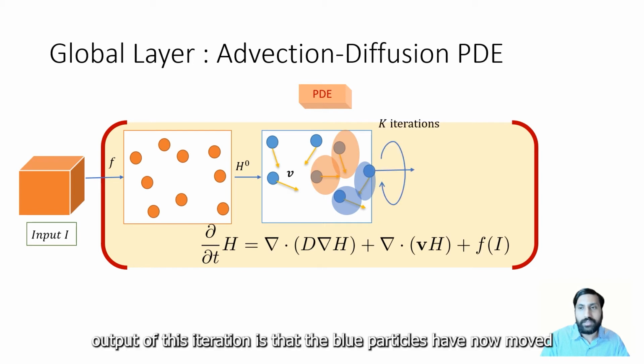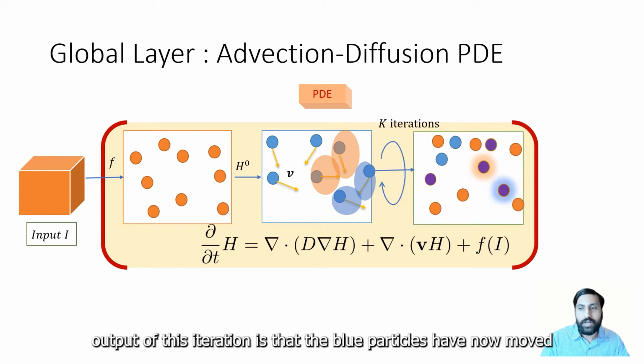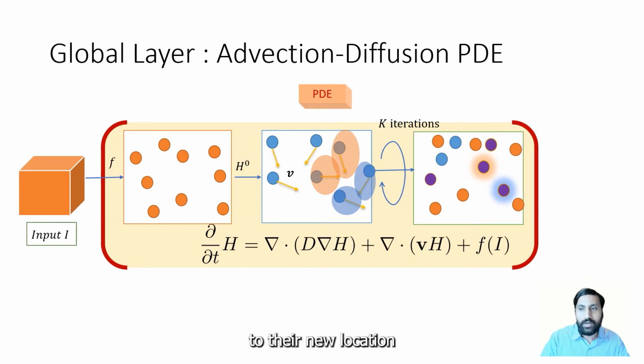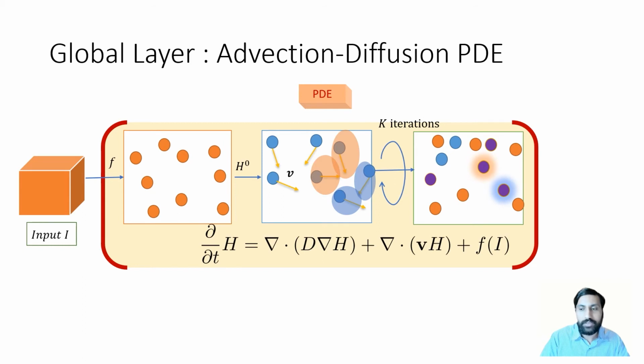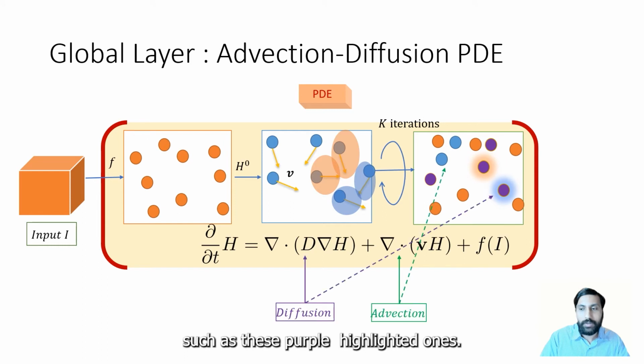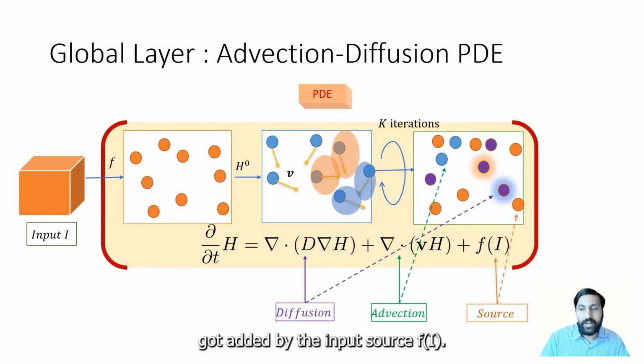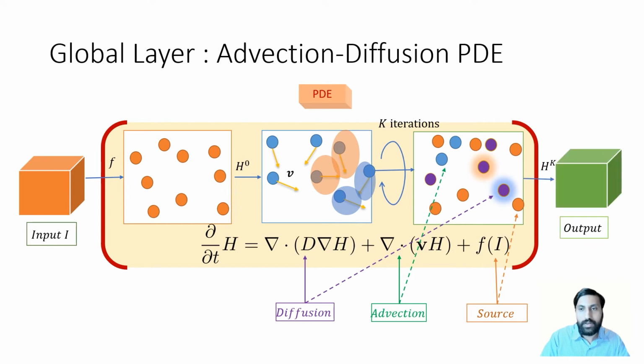Output of this iteration is that the blue particles have now moved to their new locations, while some of them have diffused to combine into heavier particles such as these purple highlighted ones, while there are extra particles such as the orange ones which got added by the input source Fi. This process is repeated for k iterations, and the final state is the output feature map. We solve this PDE per channel.